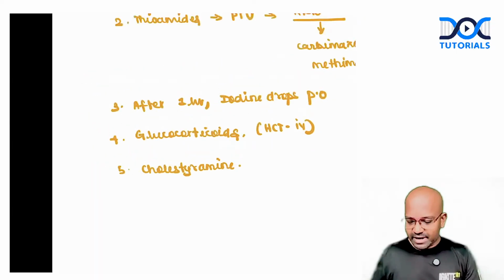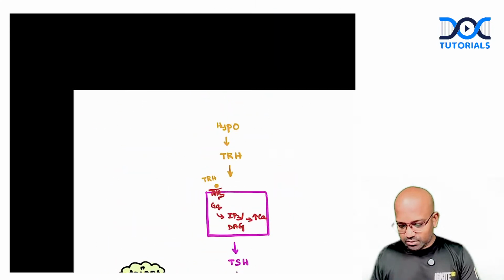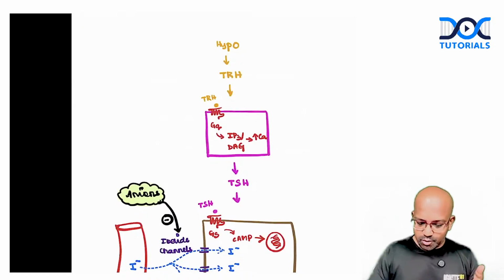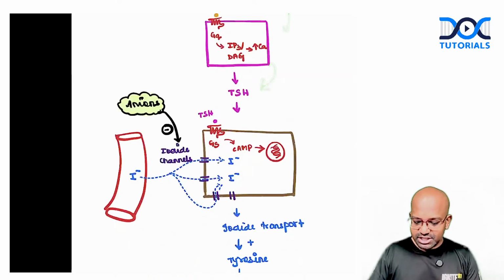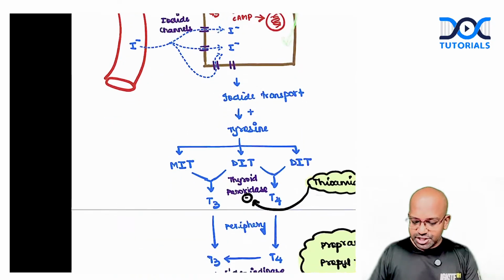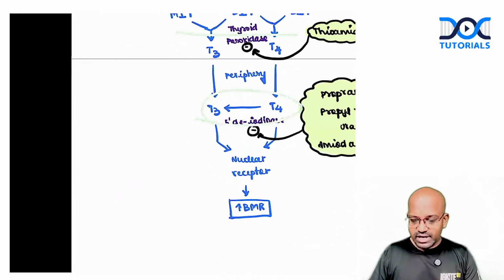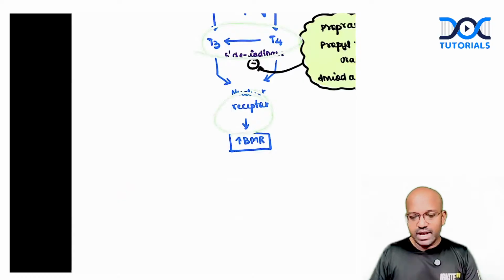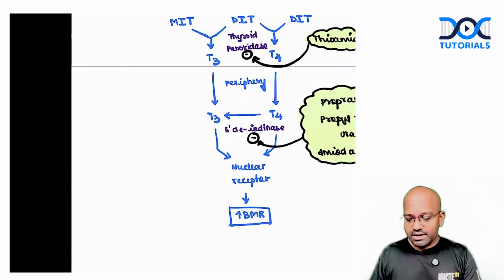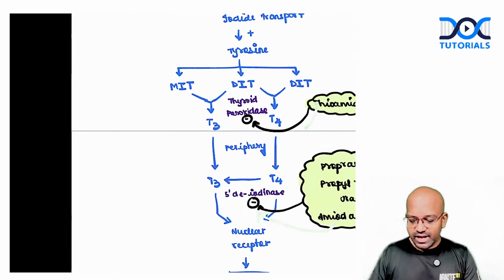So a small recap, my dears. What are the things which we have discussed till now? We discussed the flow chart which we have to draw regarding hypothalamus, TRH, from TRH, TSH getting released. From TSH, iodide transport, thereby thyroperoxidase, T3, T4 release into the periphery, again nuclear receptor. What are the drugs and what is their mechanism of action? We have discussed that.